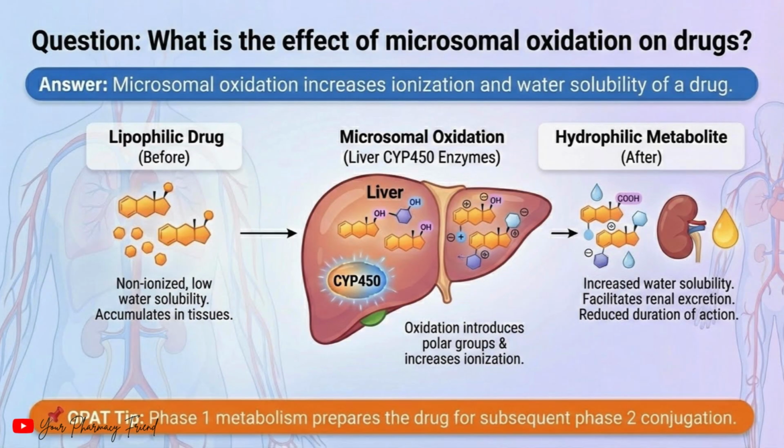What is the effect of microsomal oxidation on drugs? Microsomal oxidation increases ionization and water solubility of a drug. By introducing polar functional groups, Phase 1 metabolism prepares lipophilic drugs for excretion. This transformation may reduce pharmacologic activity or create metabolites for further conjugation in Phase 2 metabolism.